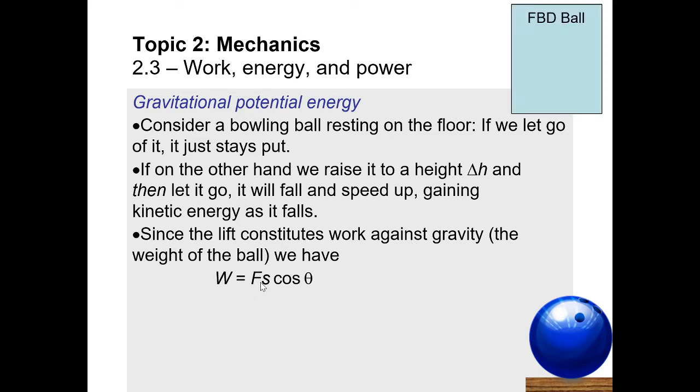And that work is equal to F times S times cos theta. The force that you're trying to overcome is the force of gravity. That's the weight. And we know that weight is equal to mg. So F is equal to mg. We're raising it through a height delta h. And the angle between those two is going to be 0 degrees. The force that you apply is going up. So that's F, correct? And delta h is going up as well. So the angle between those two is 0. So the work is mg delta h.